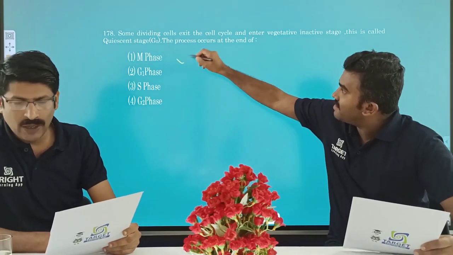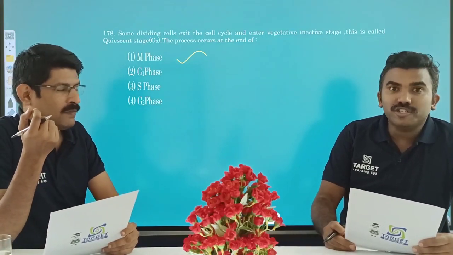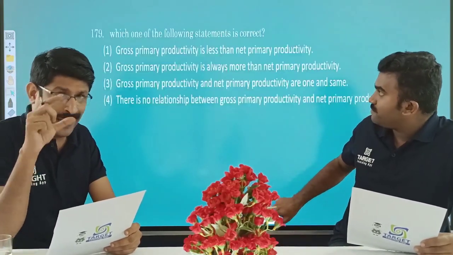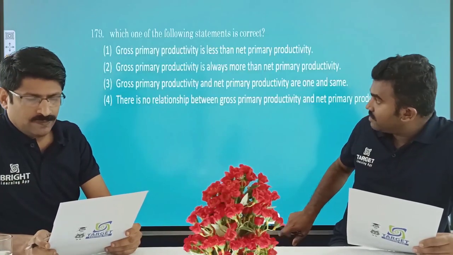So that is from the chapter Cell Cycle and Cell Division, page number 164 of the NCERT, the paragraph that is related to the quiescent stage.